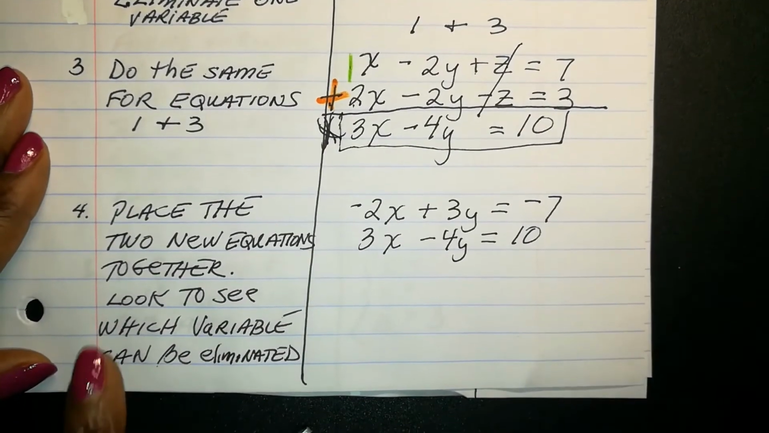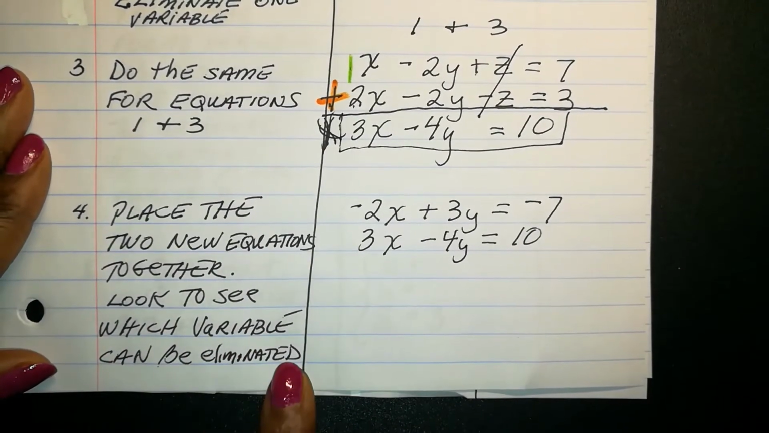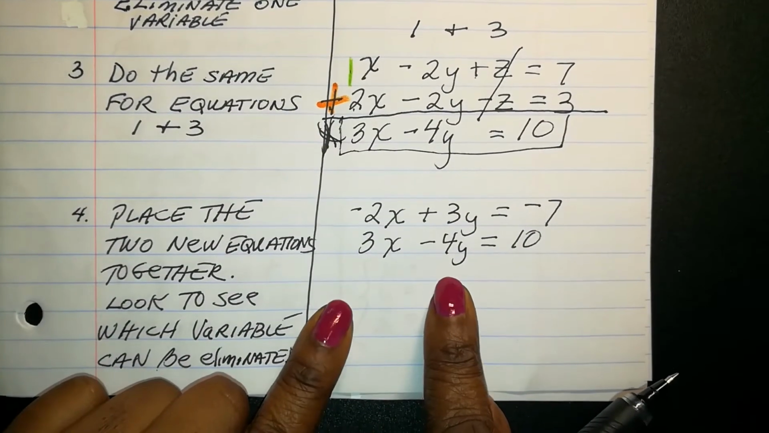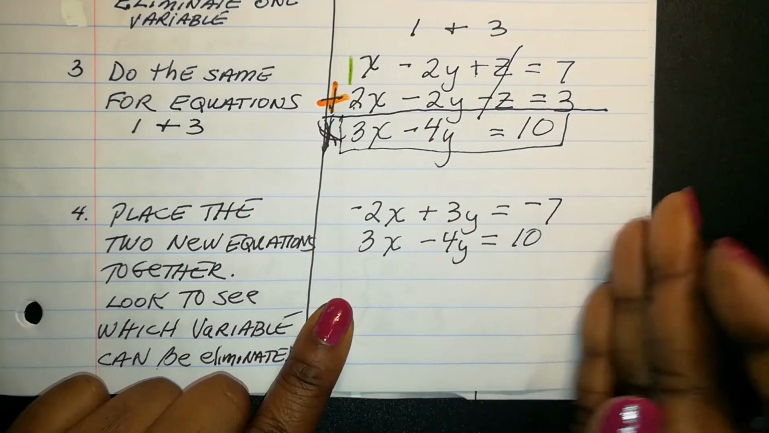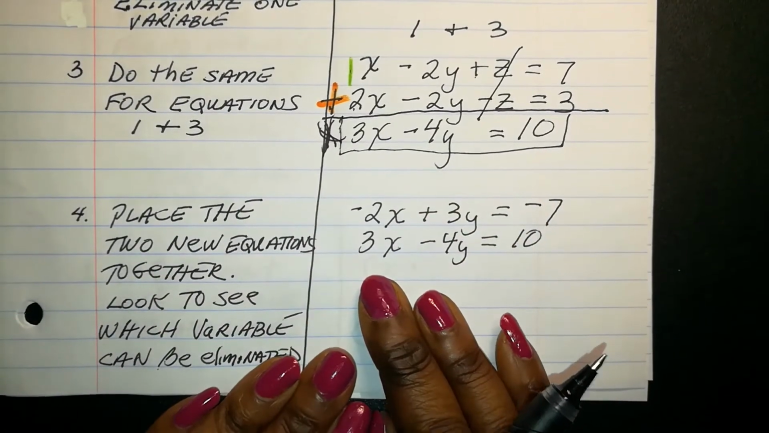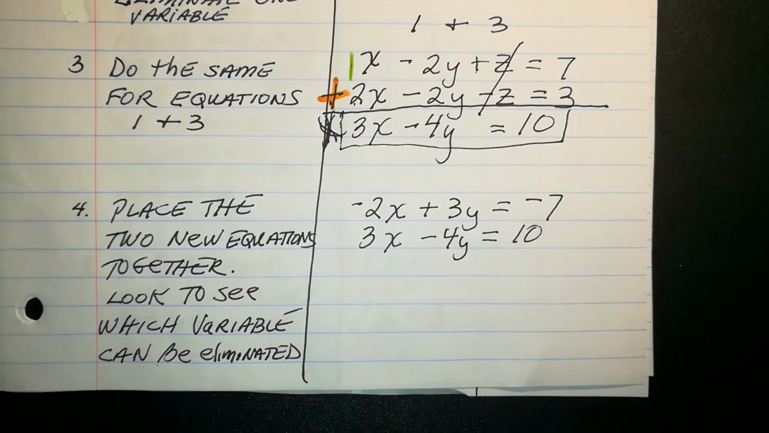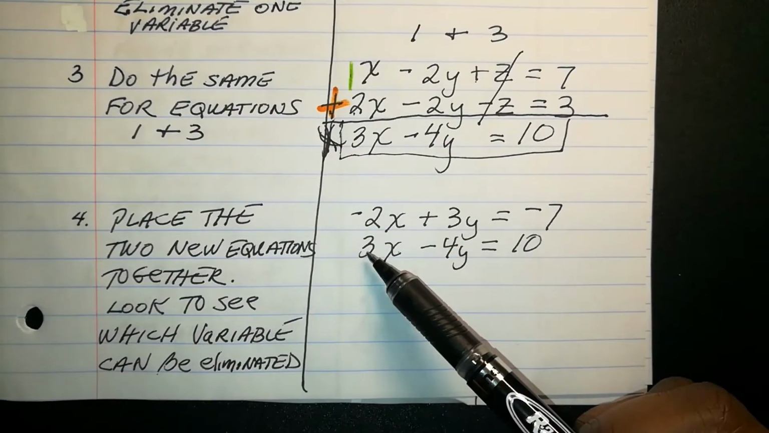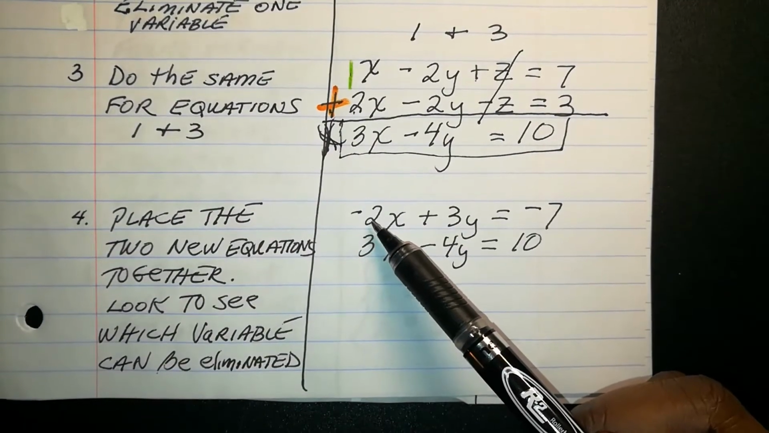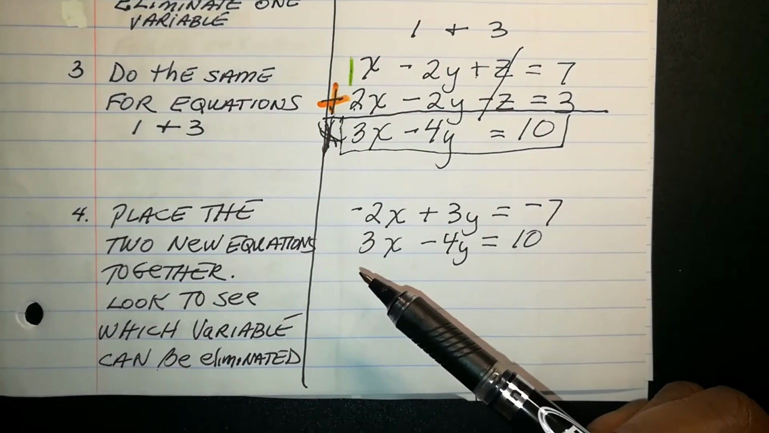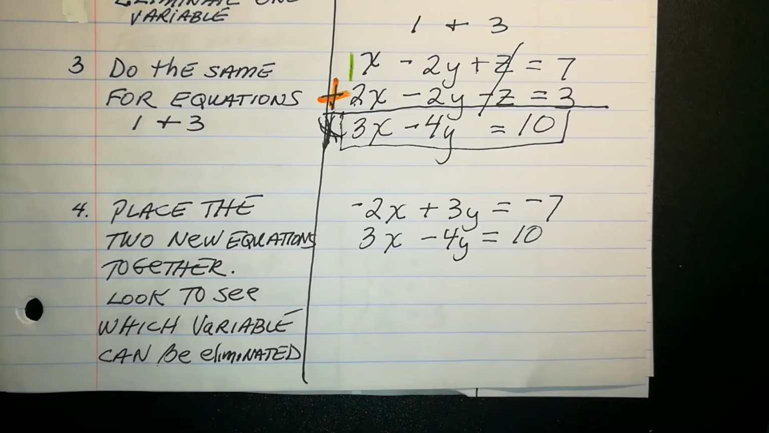Good. Look to see which variable can be eliminated. If we look at it, we notice that none of the variables are the same. They're all on one side, which is what we want, but none of them are the same. So we ask ourselves, what can we do to make them the same? I'm going to go with the first variable, the x. If I multiply 3 to the equation on top and 2 to the equation on the bottom, I end up with 6x in equations that look exactly the same.